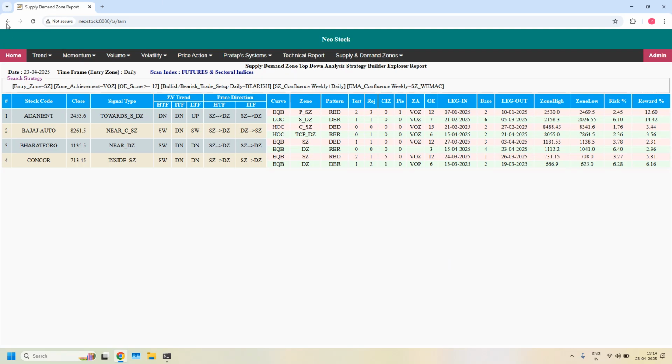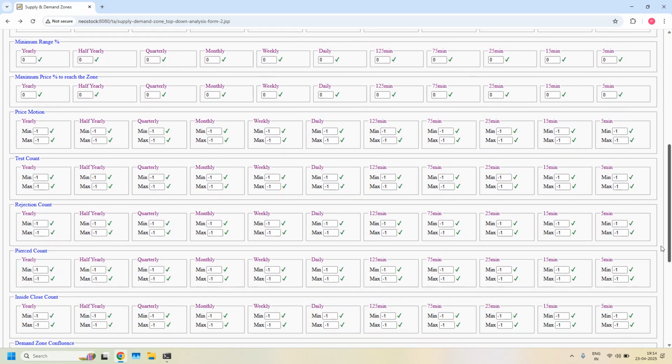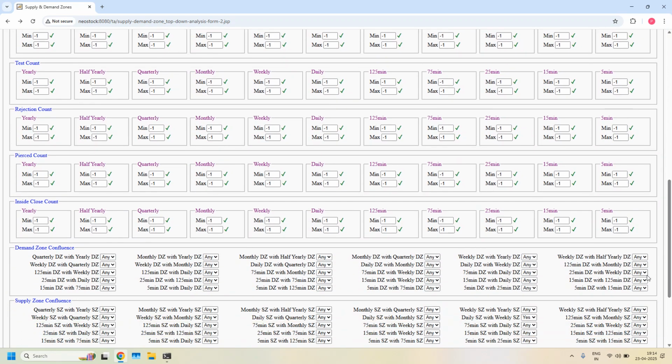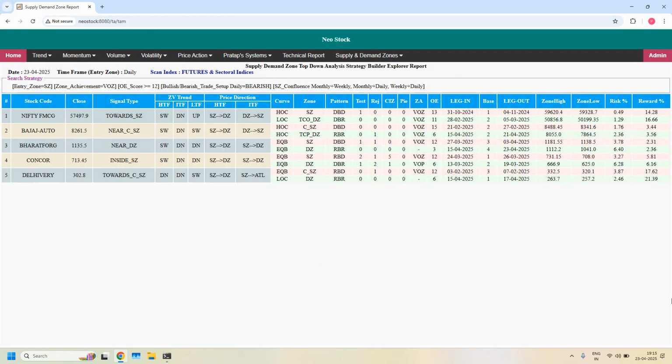Next, we will filter based on LTF, ITF, HTF supply zone confluence. Remove the EMA filter. For supply zone confluence, we should set 3 filters. Daily with weekly already enabled. Daily with monthly supply zone confluence. Weekly supply zone with monthly supply zone confluence. With all the 3 filters, we got 5 stocks.